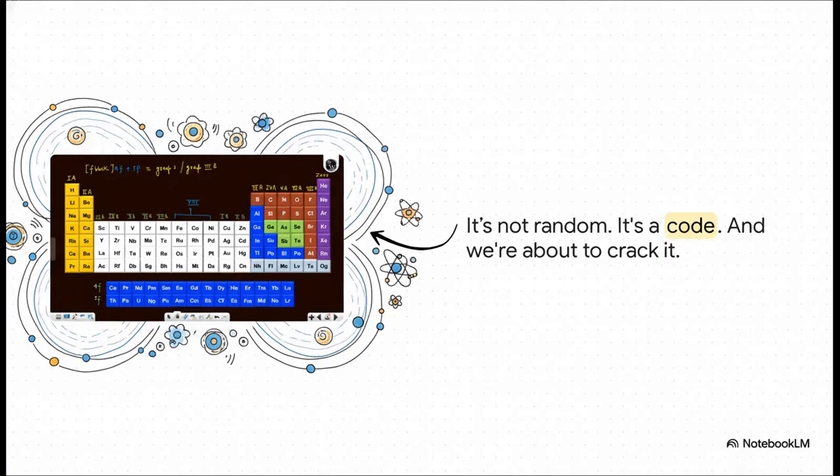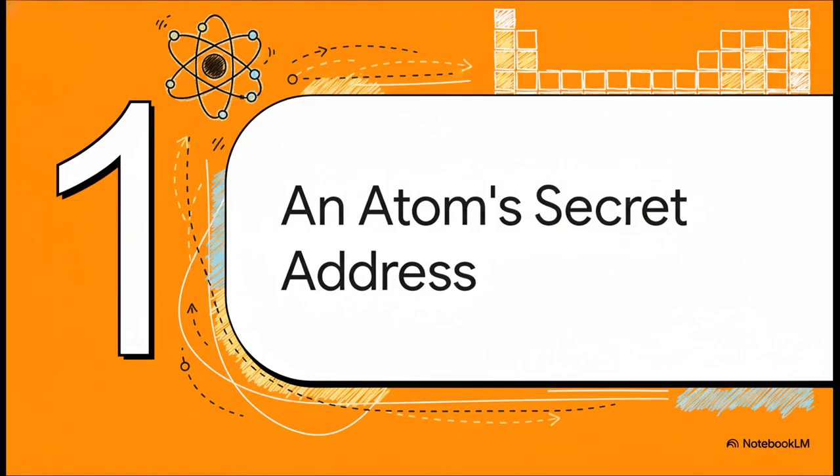So yeah, that shape? It's not arbitrary in the slightest. It is the direct result of a handful of fundamental rules that control every single atom in the universe. We're not just going to explain it, we're going to build the table from the ground up, using nothing but those rules. Okay, so where do we even start?